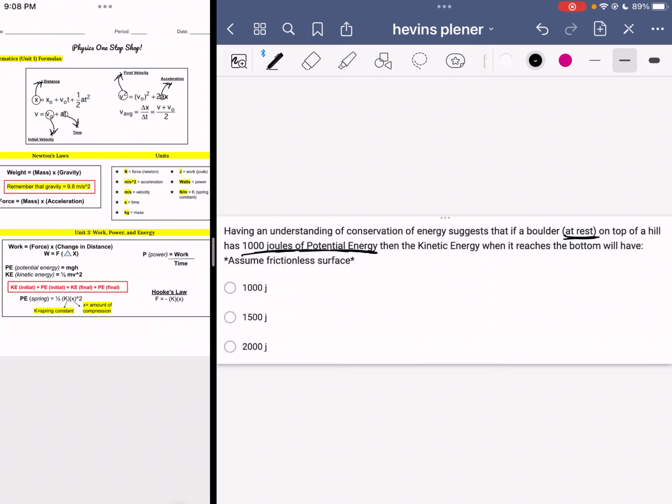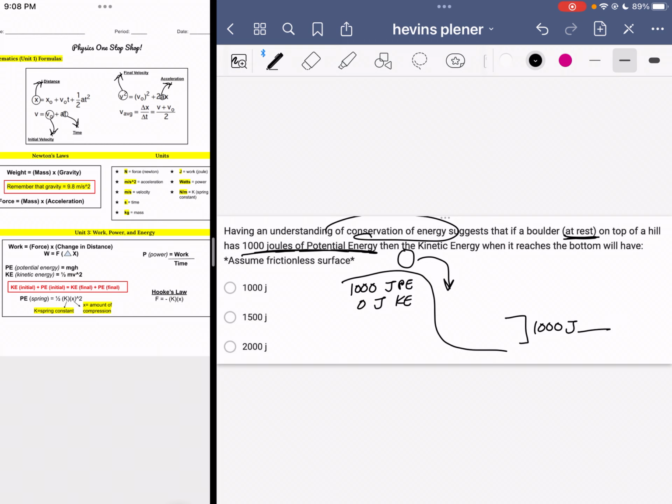So, if there's a boulder right here and it's going down, here it has 1,000 joules of potential energy. And if it's not moving, it's 0 joules of kinetic energy. Because of the law of conservation of energy, no energy is created or destroyed. So there needs to be, at the end, 1,000 joules of energy, a certain combination of it.